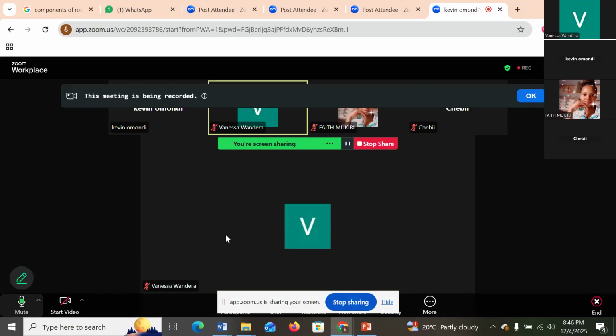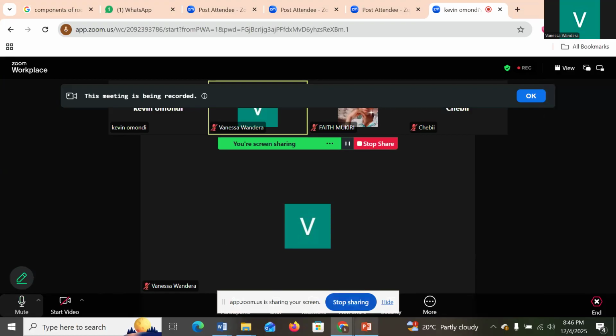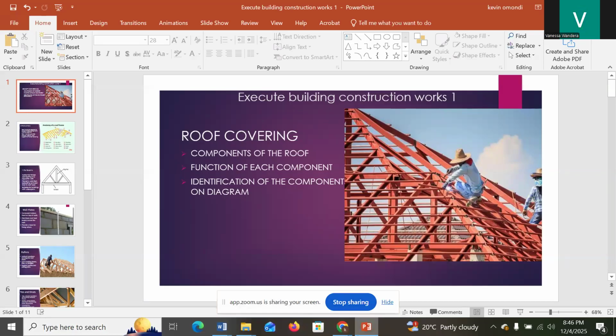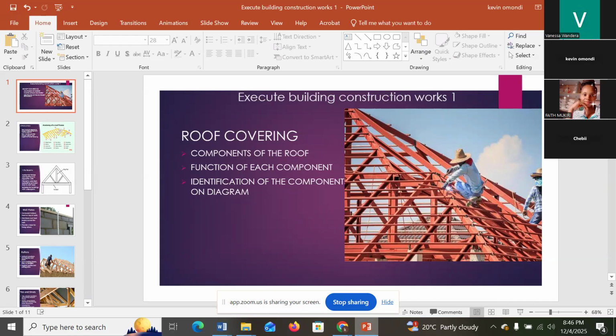Yes, today we are going to learn about executing building construction work. Under this, we'll look at three topics whereby we'll cover components of the roof, function of each component, identification of the component.